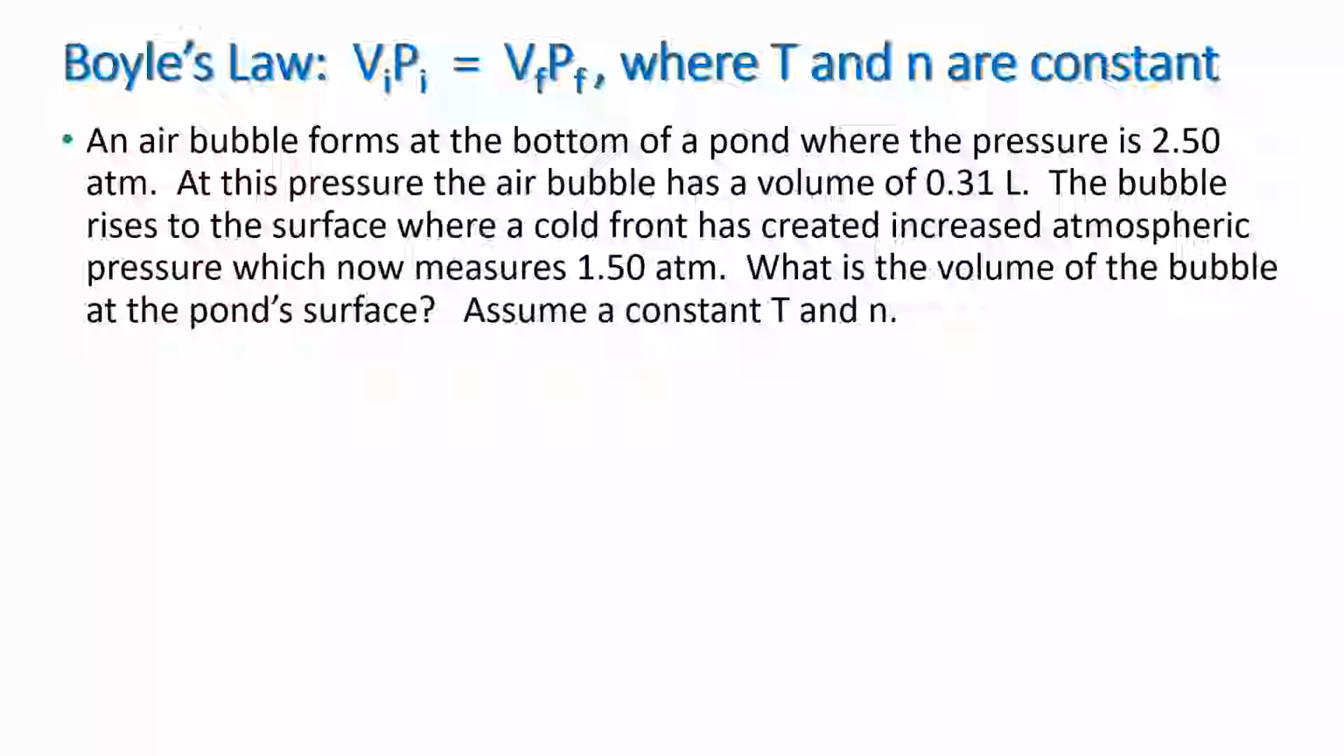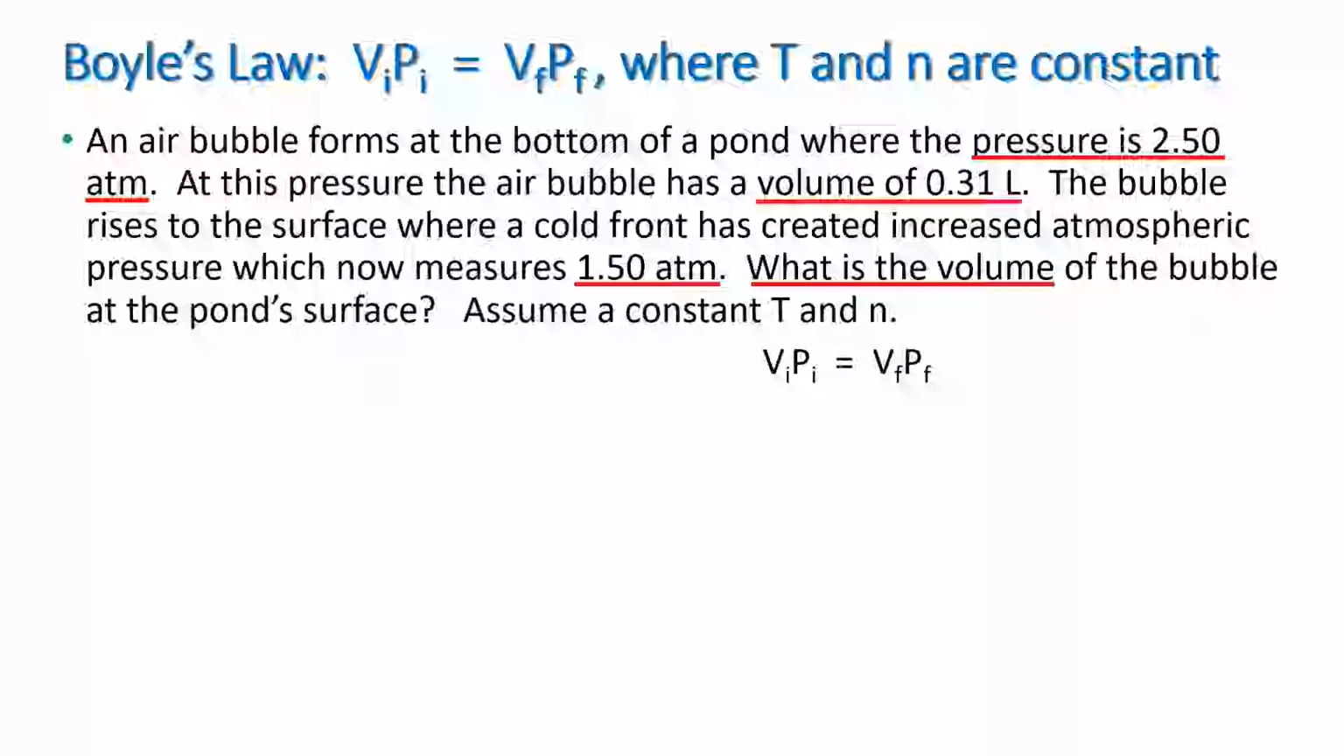So let's take a moment and see what we're given. First, we're given the pressure at the bottom of the pond where the air bubble is forming, and that comes in at 2.50 atmospheres. And we're also given the volume of the bubble, which is 0.31 liters. The bubble rises from the bottom of the pond to the surface, and at the surface the bubble now encounters a new pressure of 1.50 atmospheres, and we are being asked to find the volume of that bubble at the pond surface with this new pressure acting on it.